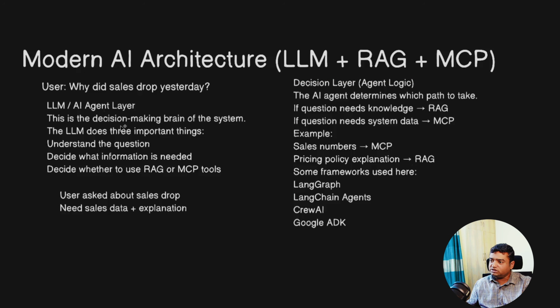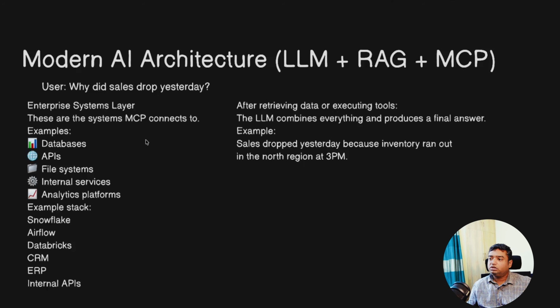So first, the AI agent layer understands what the intent is. There is a decision layer. Agentic logic understands which tool to use or which path to take. So in the enterprise system layer, now it has decided where to go. There's an MCP server, and MCP connects to multiple things to get all this information.